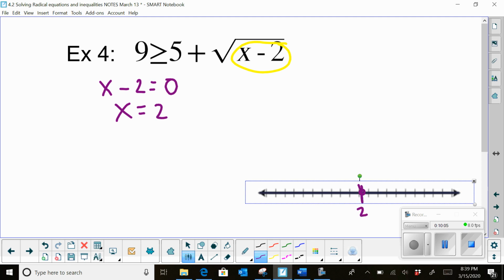You'll put a closed circle at 2, and I know that anything less than 2 is not going to check, because anything less than 2 would give me a negative under the radical. So you don't even have to check that part of the number line. It's not going to work.